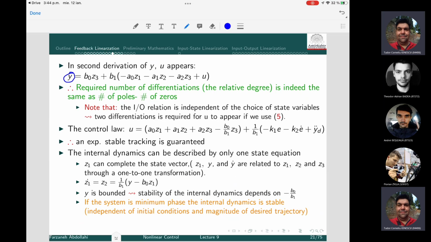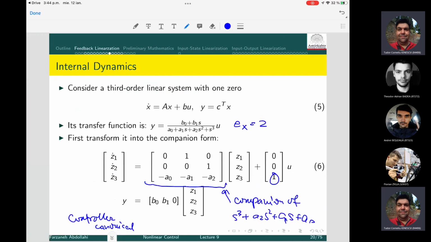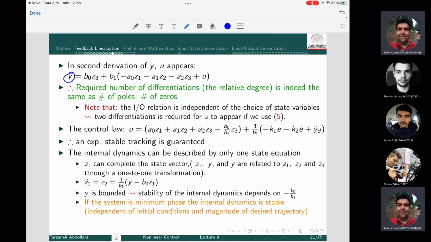The input-output relation is independent of the choice of the state variables. Two differentiations are required for u to appear even if you use this other form. Okay? So it doesn't matter how A and B look like. You see what they mean. You still have relative degree 2. And what is the control law? So the control law is this guy. Okay? And it says here, exponentially stable tracking is guaranteed.